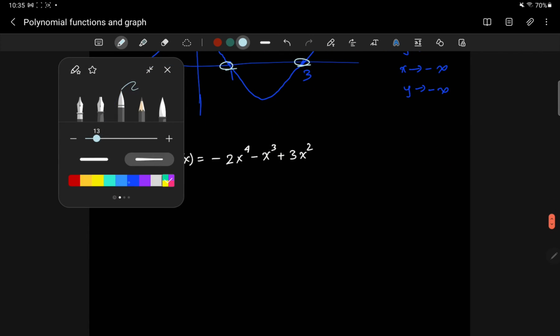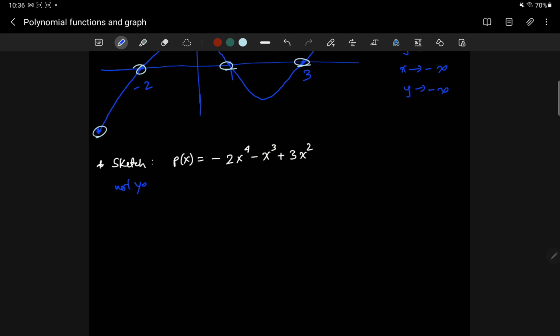Let's try this example. This is currently not yet factored, so the first step is going to be factoring it. I notice there's an x squared common. Let me take out a negative x squared to get 2x squared plus x plus 3. That's negative x squared. I need a 6 and a, sorry, this has got to be negative 3. All right, so I need the product to be negative 6 and the sum to be positive 1.